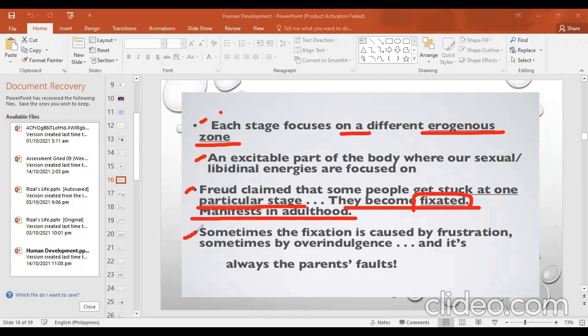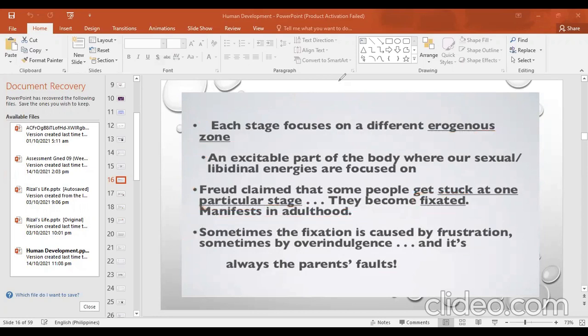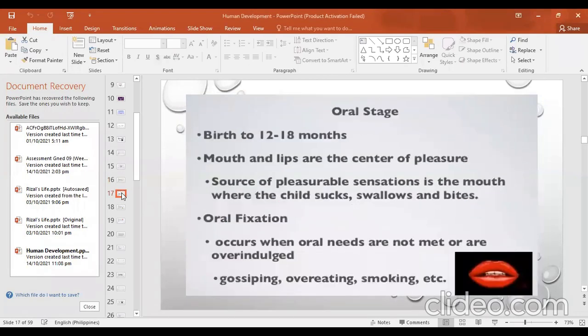So sometimes the fixation is caused by frustration, sometimes by overindulgence, and it's always the parents' faults. So let us see the psychosexual stages of development. First stage, we have what we call the oral stage. Paki-note ito, okay? First stage, we have the oral stage.